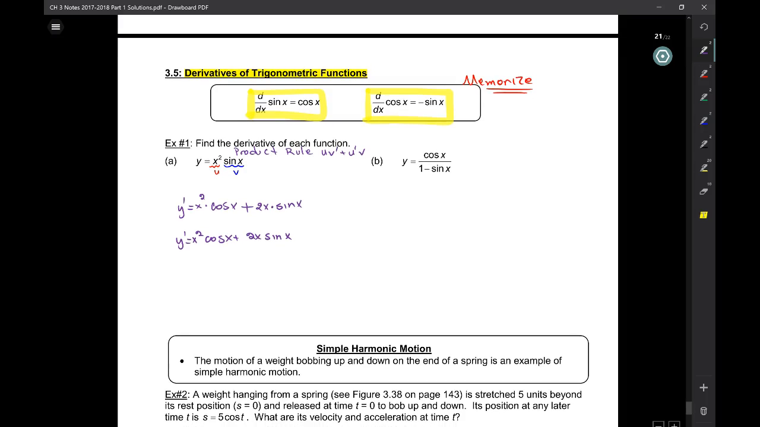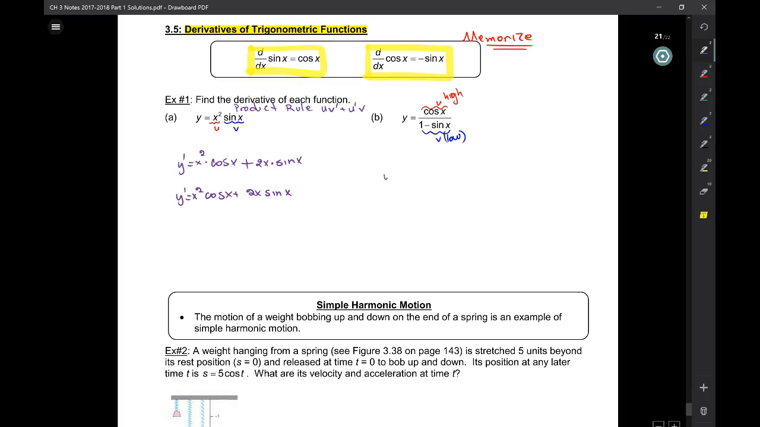Okay, so this next one is a quotient one, right? So you have, this is your u, and this bottom one is your v. This is the one that you're going to do low d high and so on and so forth. So the bottom one is the low, and this one is the high, right?